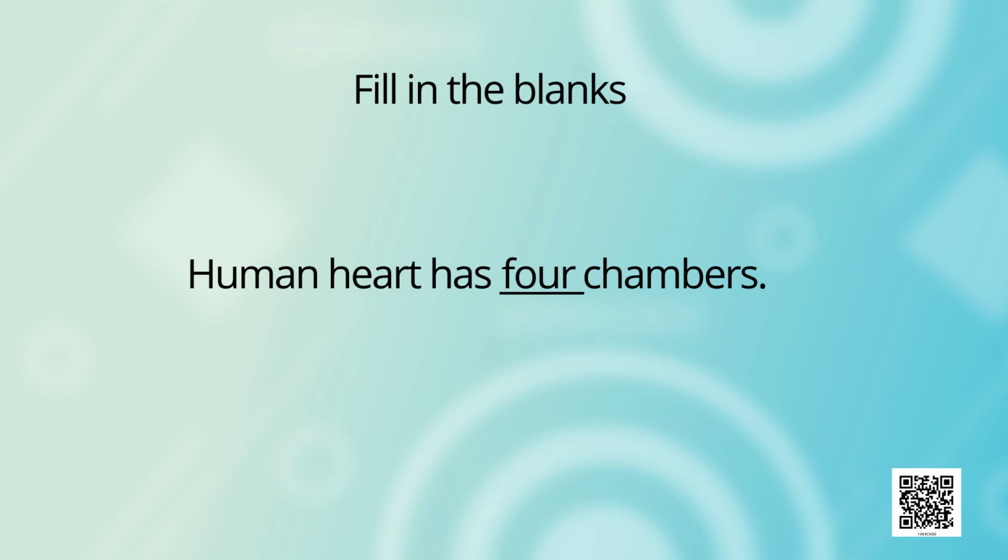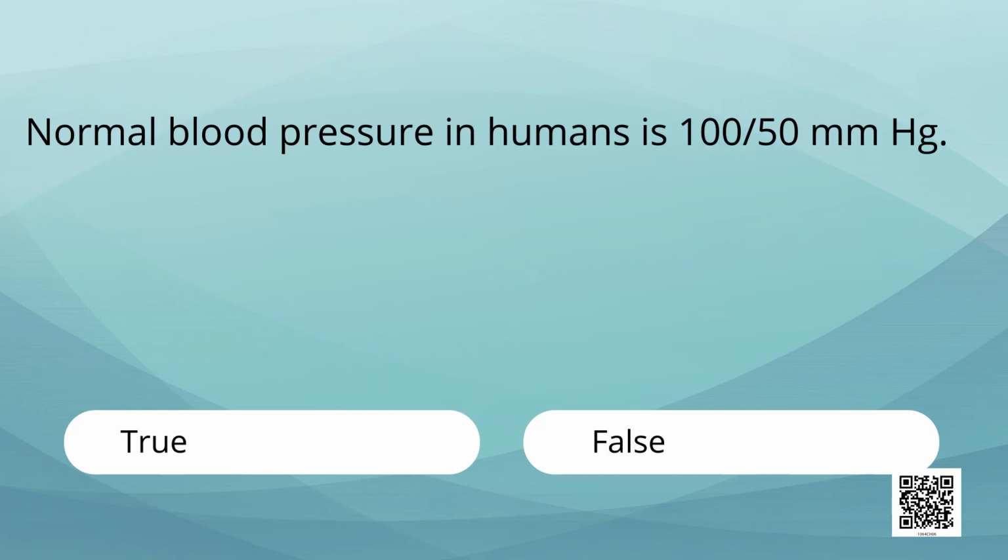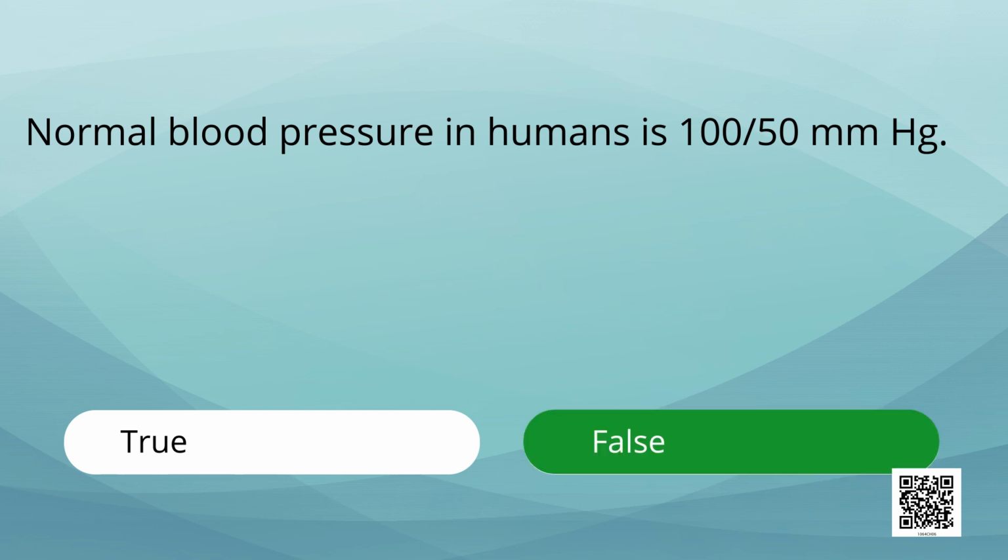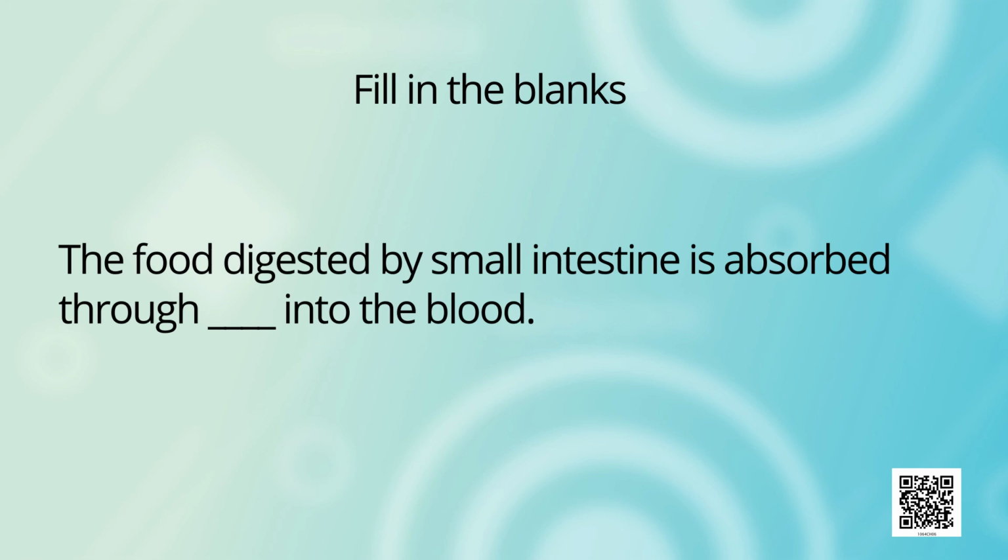My next question, true or false? Normal blood pressure in humans is 100 by 50 mm mercury. And the statement is false. My next question, the food digested by the small intestine is absorbed through dash into the blood. And the right answer is villi.